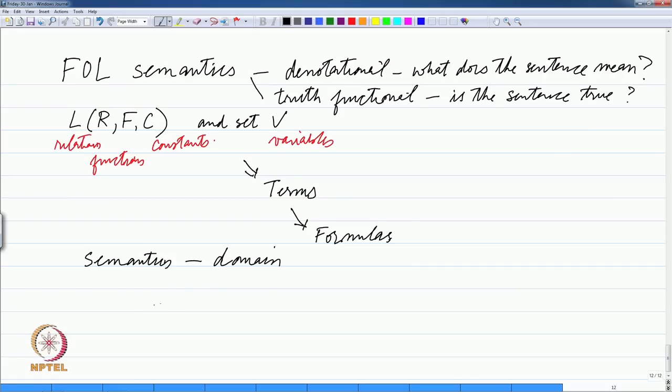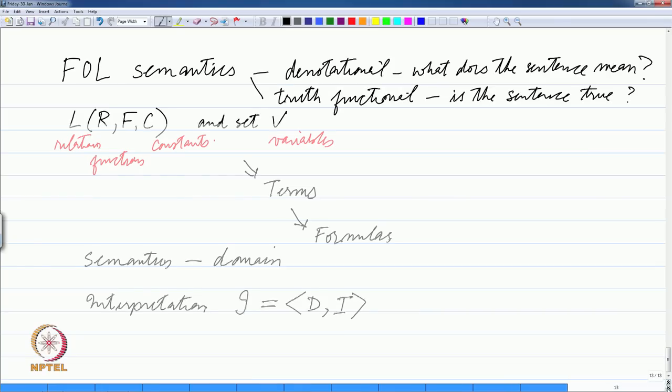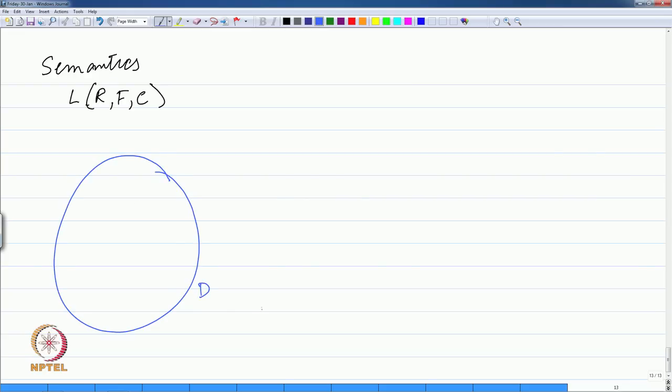So, we will talk of an interpretation I, which is made up of a domain D and a mapping, which we will also call I, which is the interpretation mapping. And we will basically be able to interpret every sentence, every formula in terms of a domain essentially. So, we have a language, and now we are saying that we will define the semantics in terms of a domain D. So, a domain is basically also known as a universe of discourse, which is a set of elements.